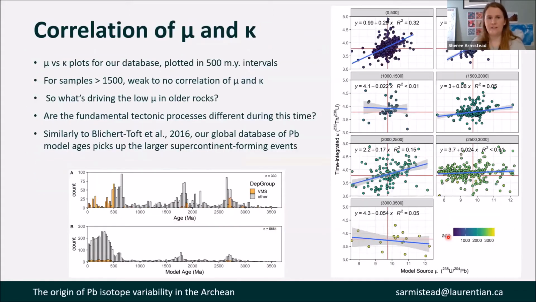But if we want to extend this further back in time, here I plotted up our lead isotope database, looking at kappa and mu, in 500 million year intervals. And again, you can see up until 1000, there's a pretty good correlation of mu and kappa. But then once we get much further back in time, there's a really weak or not a correlation at all really between mu and kappa. So then what's driving this low mu in the Archean rocks we're looking at? Are there fundamental tectonic processes that are different during this time?